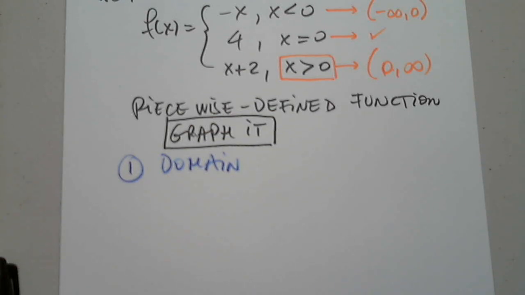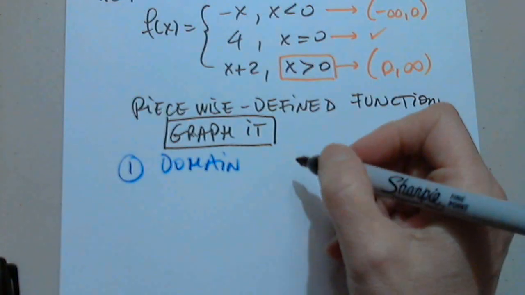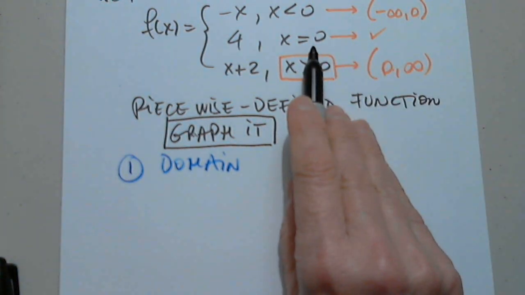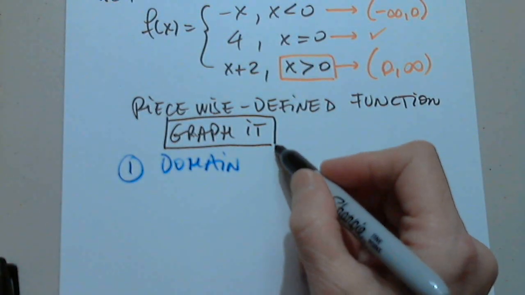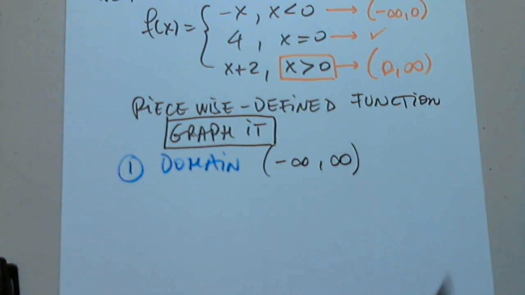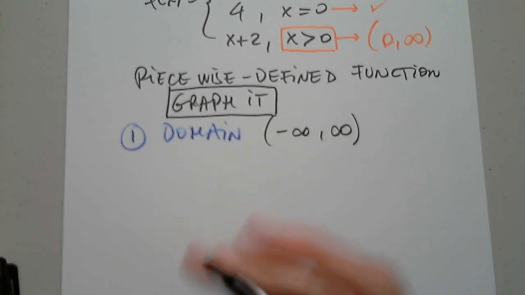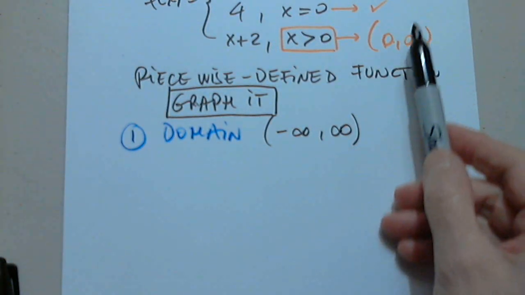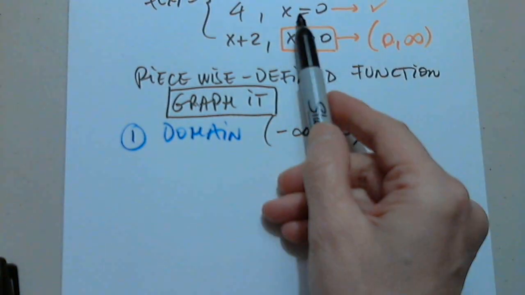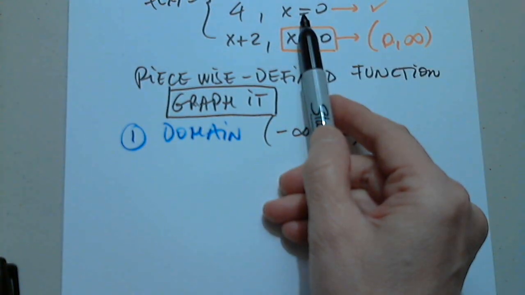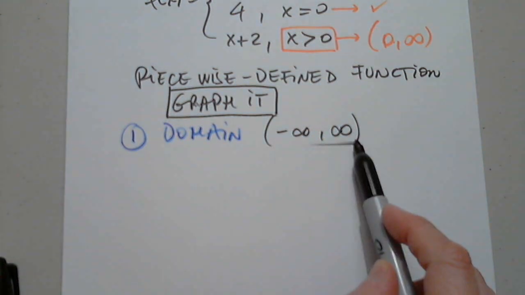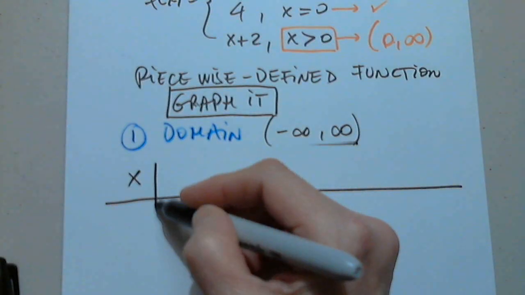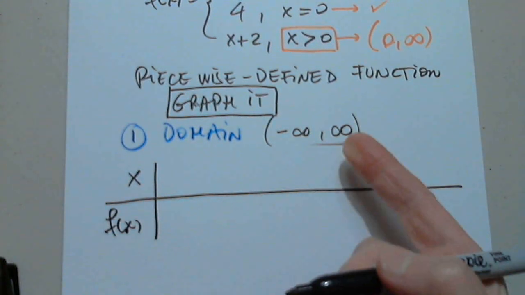Would it be negative infinity, comma 0, union 0, comma infinity? You're correct. But since 0 is there, I would simply write, yes, negative infinity to infinity. Nothing is missing. This one has everything between negative infinity and 0. This one has everything between 0 and infinity. And also x equals 0 is there. So I would say, awesome, everything. Then I will create this table of ordered pairs. And I will put the domain in.